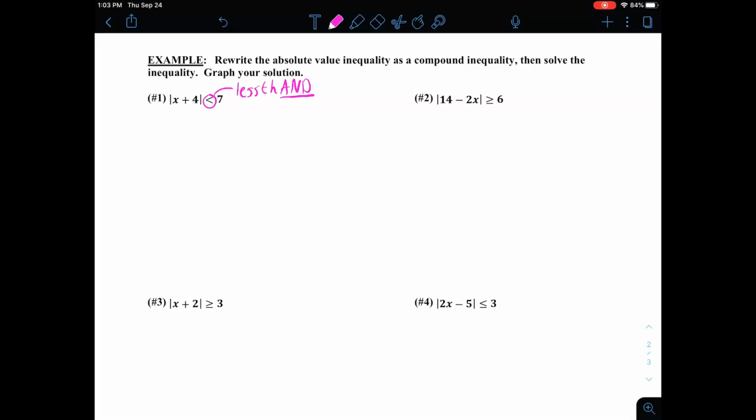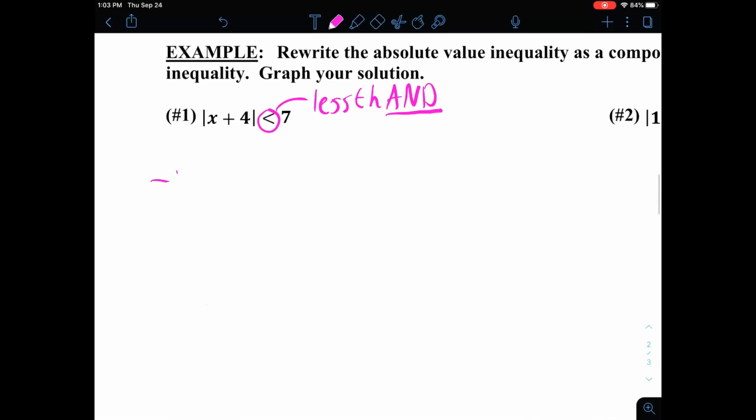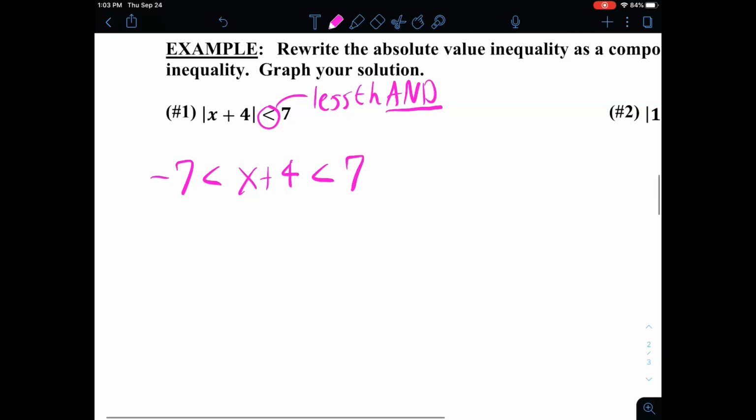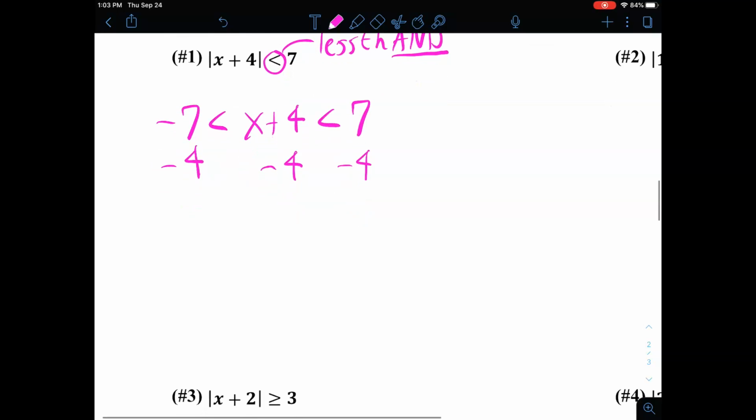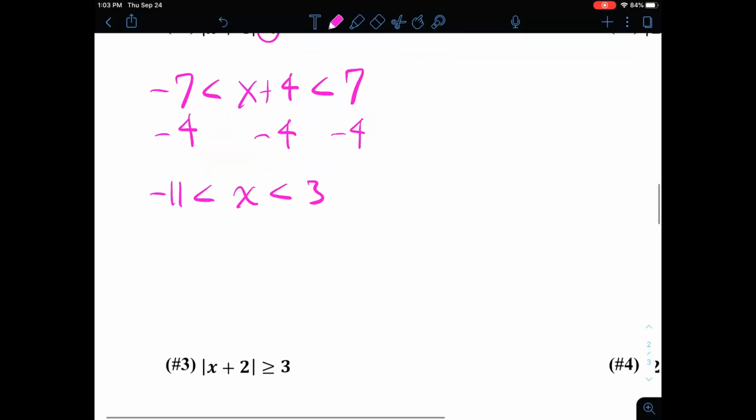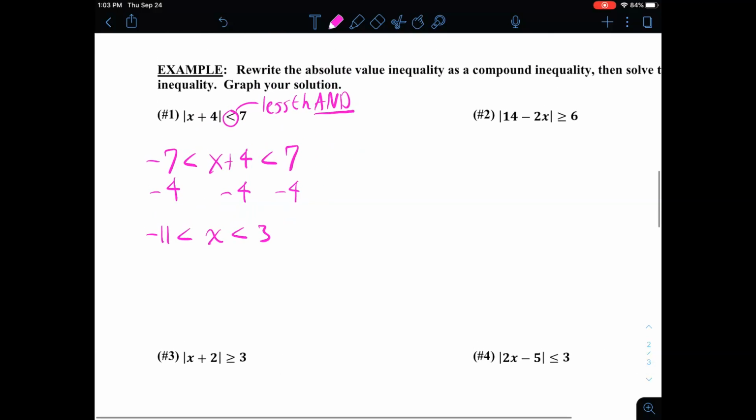All right. So we have the absolute value of x plus 4 is less than 7. It's an AND problem, so we're going to do -7 is less than x plus 4, which is less than 7. Now we have to solve this like we were doing in the last chapter, 1.6. What are we going to do next? We're going to subtract 4. So we get -11 is less than x, which is less than, and then 7 minus 4 is 3.